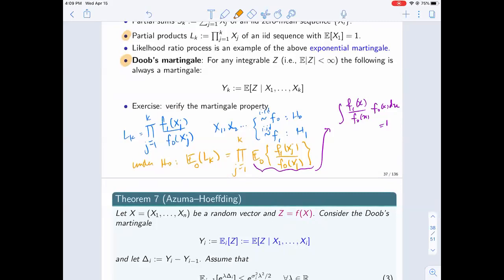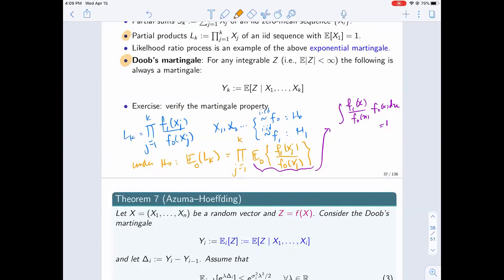What are X1 to Xk's here? Any other sequence. Take any random variable Z and any other sequence X1 up to Xk, condition Z on X1 up to Xk. Then Yk would be a martingale with respect to the sequence X. There is no assumption here.